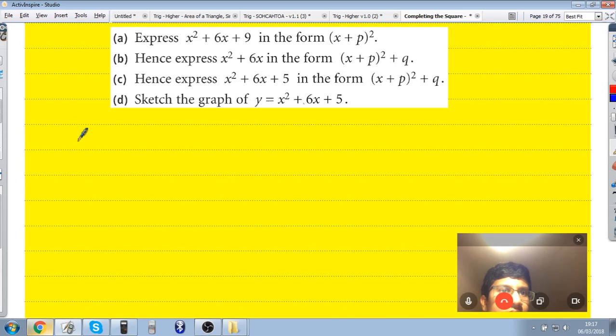X plus 3 squared. And any idea how you can use that? What is part B in this form? X squared plus 6x in the form x plus 1. Okay, so that will be x squared plus 3, x plus 3 squared. And then that would be 9.